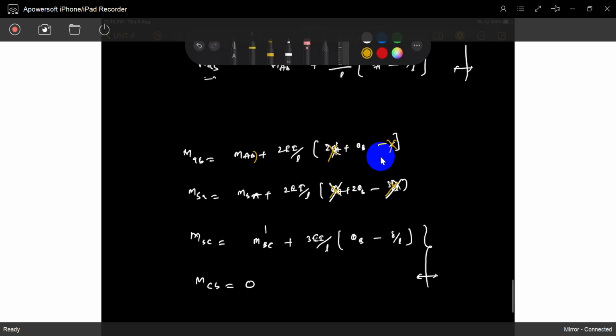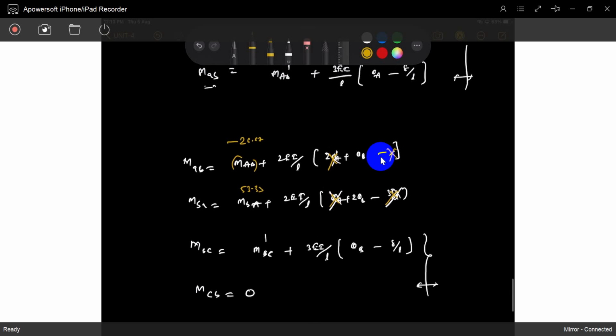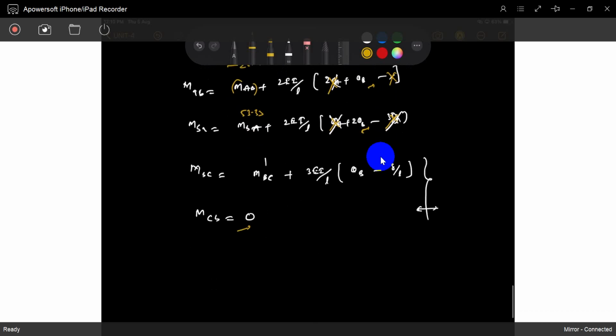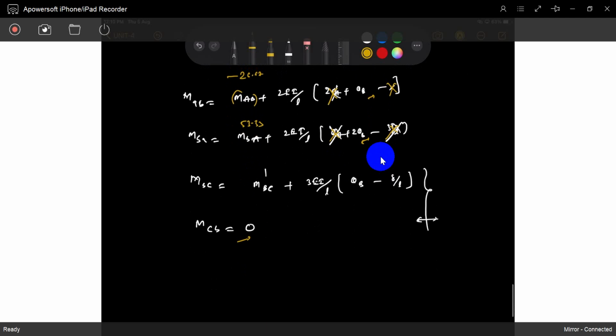We already know this MAB is minus 26.7 and this is 53.33, so this value is 0. So in this, theta B is unknown, and delta is 0. One unknown, what is that unknown? Theta B is the one unknown.